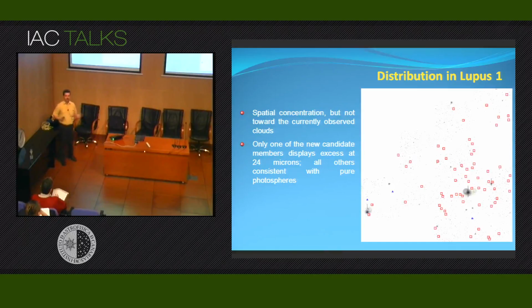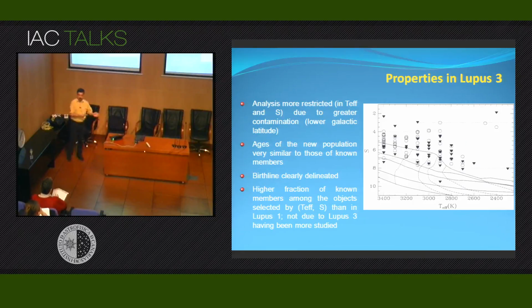So this is the lower dotted line here. But also in this case, since Lupus 3 is at lower galactic latitude, we have to set a bright limit that we could skip in the case of Lupus 3 to avoid contamination. In fact, these three objects that appear here are most likely background giants, and the brightness fits with the fact that they could be red giants.